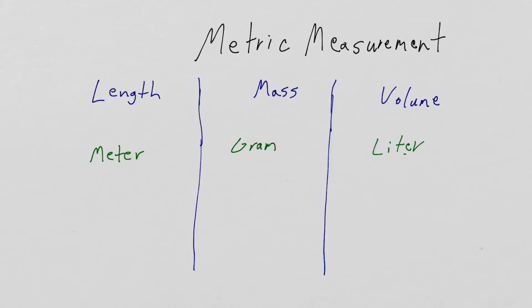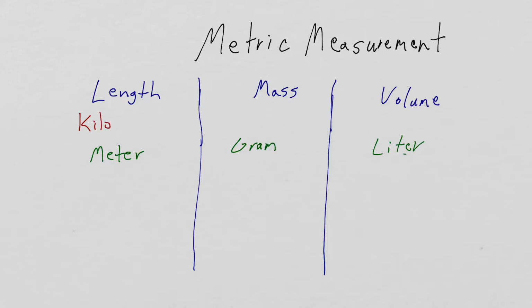All right. Now, everything else in the metric system is based on prefixes that change the meaning of the measurement. For example, we add a prefix to the base measurement, and it means either a multiple of that measurement or a fraction of that measurement. So we're going to start with the largest types of measurements that we're going to be using, and that is using the prefix kilo.